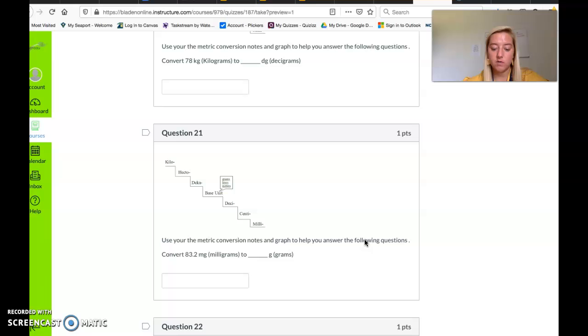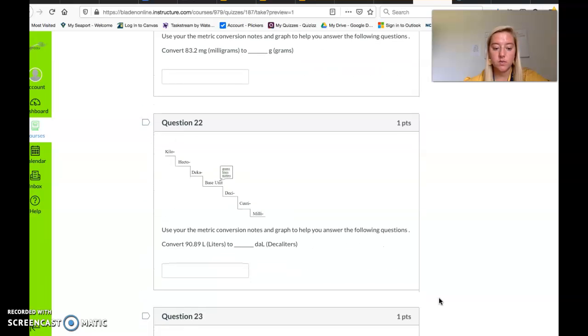21. Use the metric conversion notes and graph to help you answer the following questions. This is the graph. Convert 83.2 milligrams to grams.